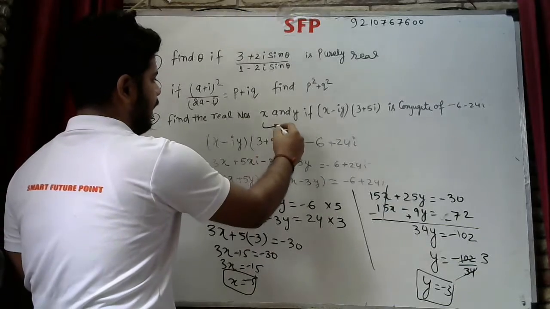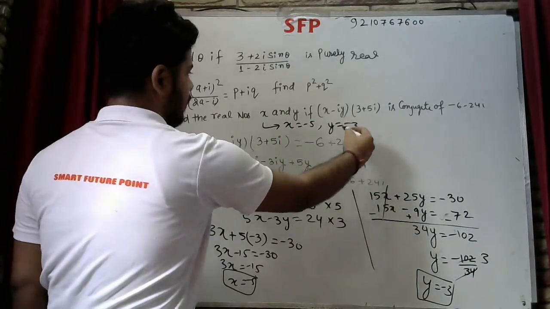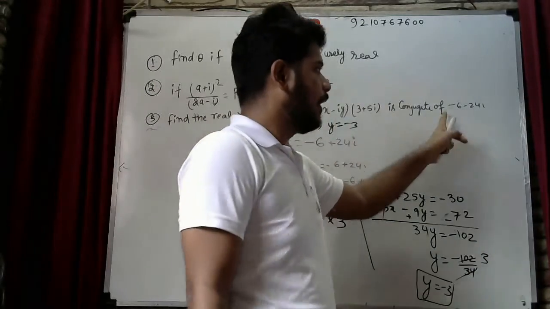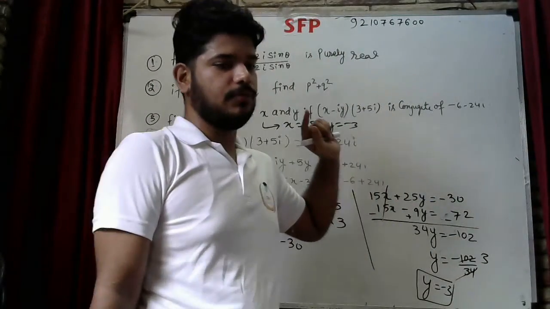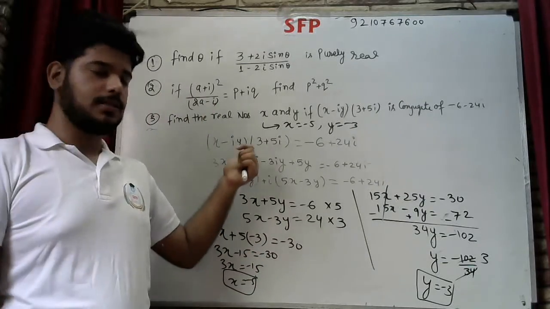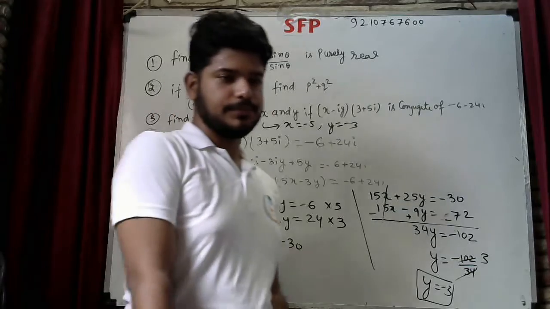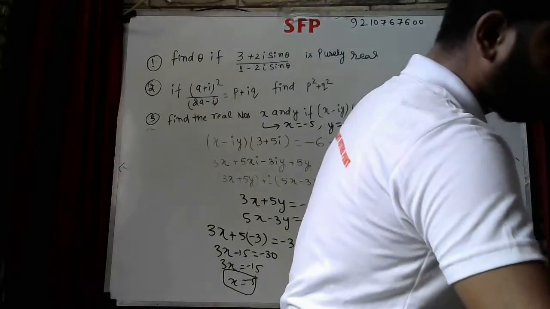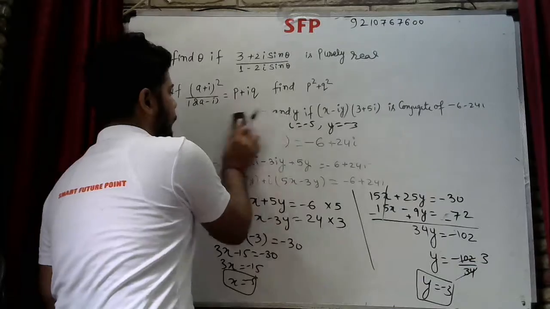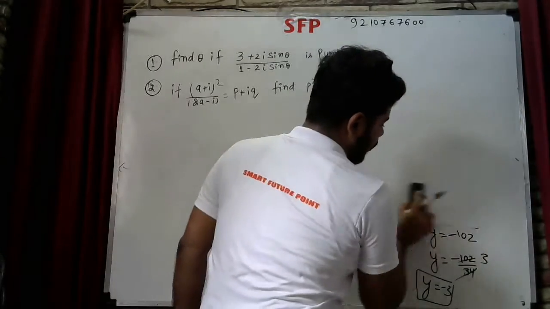It means we are getting x as minus 5, y as minus 3 if this number is the conjugate of minus 6 minus 24i. Fine. Just see the steps and match your answer. I hope all of you have got the correct answer. Now move on to the next question.